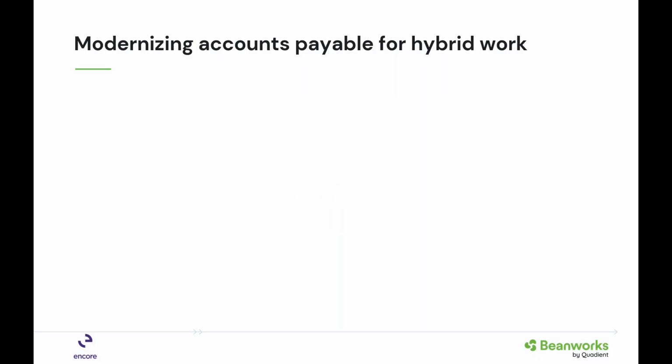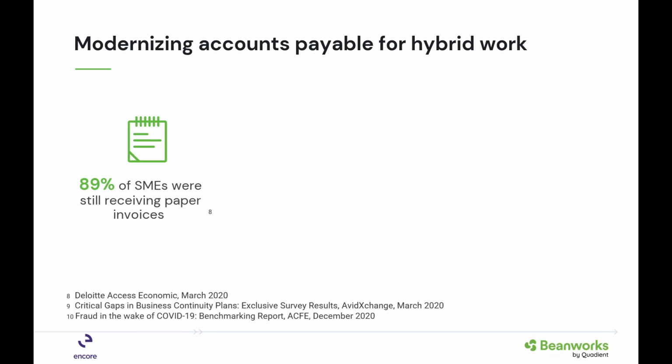Despite technological advances, accounts payable is still an extremely manual paper-based process in most offices. And that means that the hybrid work situation is almost impossible. And let me explain why. At the start of the pandemic, 89% of small to medium-sized businesses were still receiving paper invoices, which was problematic, as the only way to retrieve those documents was to go into the office.